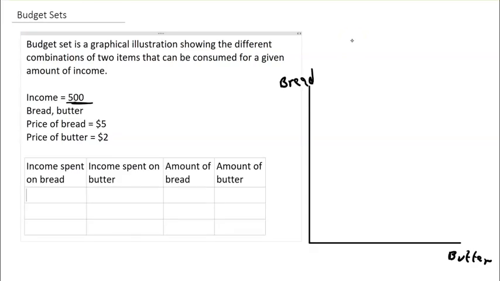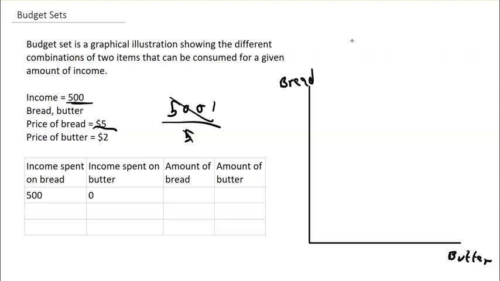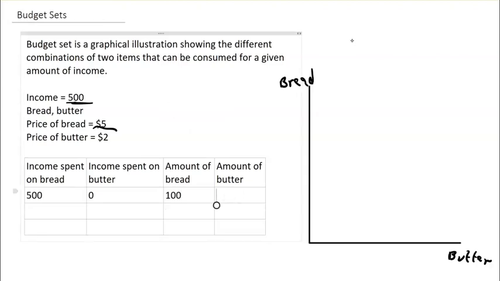So let's look at this table. Initially, let's say we spend all our income on bread. So we have $500, and we're spending none on butter. Now, with $500, if the price of bread is $5 per loaf, then we can purchase 500 divided by 5, which gives us 100 loaves of bread. And of course, since we didn't spend any on butter, we get no butter.